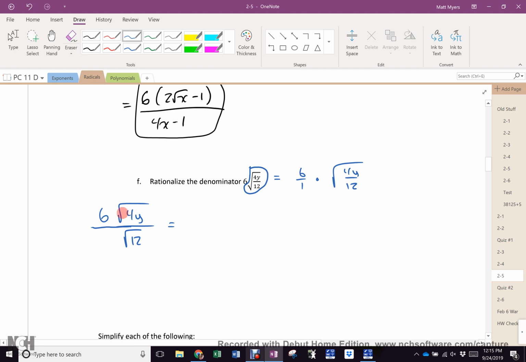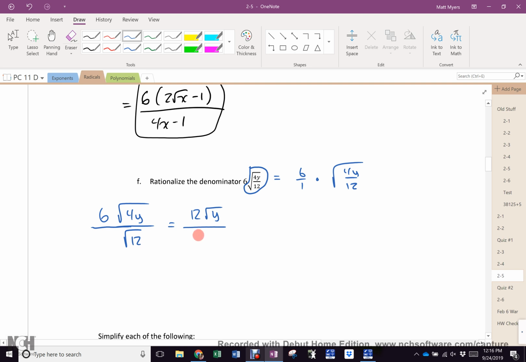Can I take out this square root now? Why? What's different? It's multiplying this time, right? So it can come out and get what? 12 root y over what's happening down here? Yeah, root 12. How do I deal with that?